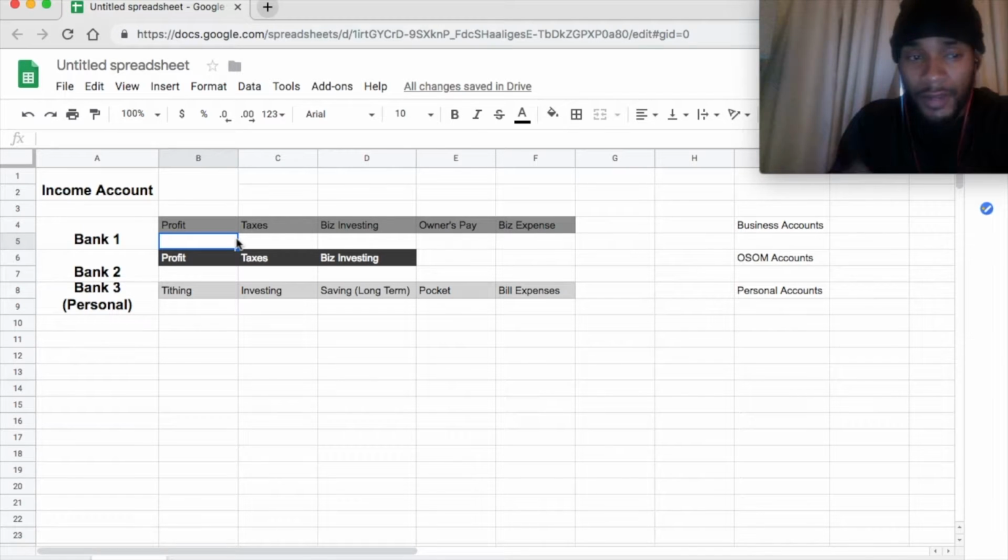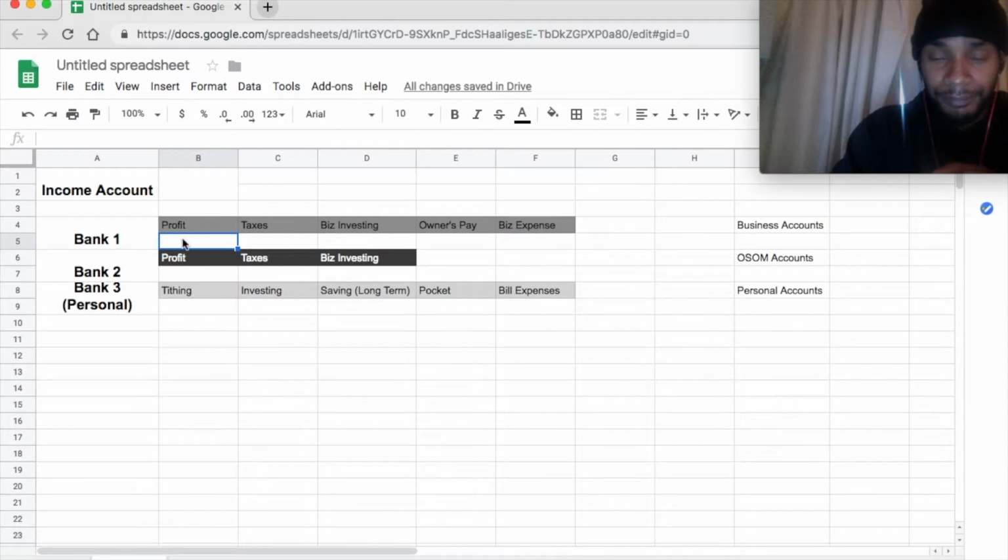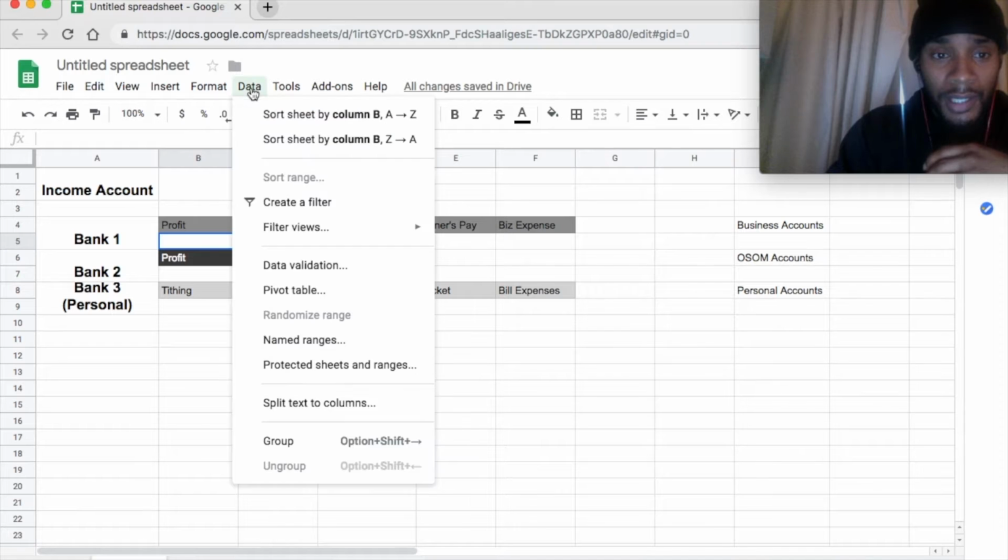So off rip, when money comes in, say for instance, you get a check from your business. For starters, you get a check that comes into your income account. You get a check from Desires Digital Marketing, your business, and it comes into the income account right here. Now, this is just starting out, so you want to make sure that you position yourself for profit first. So profit, you want to come in and put the formula in here.